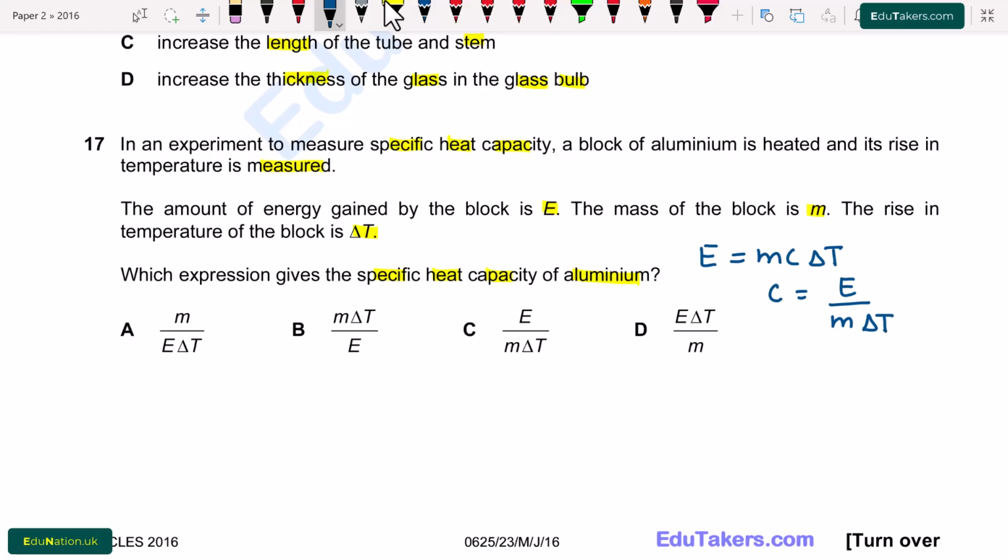Now we see the options. Option A, m over E delta T. B, m delta T over E. C, E over m delta T. D, E delta T over m. From here, option C is correct.